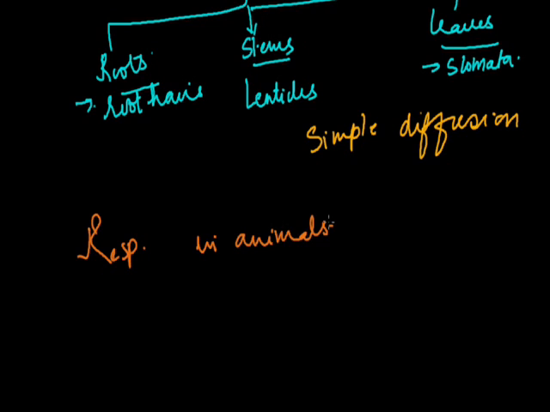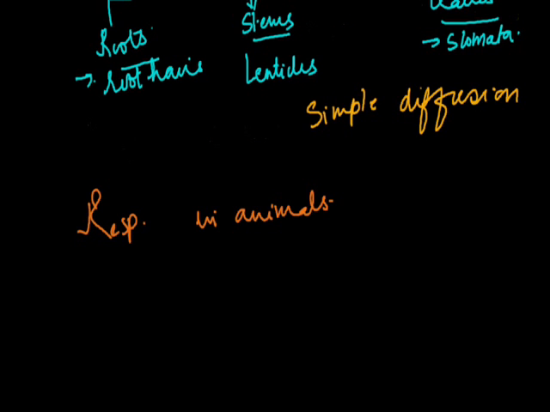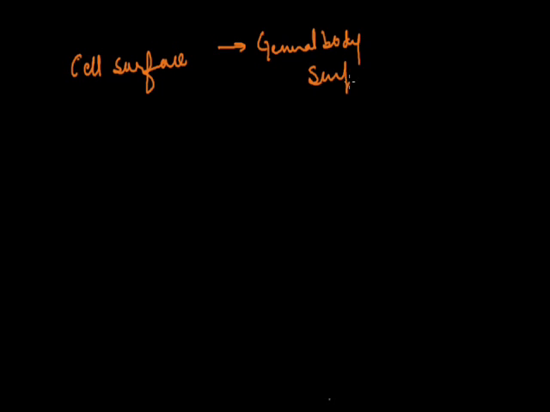Now let us turn to respiration in animals. Animals have different types of organs for respiration, due to which the mode of respiration also varies according to the organism. But the basic mechanism is the same. Now let us discuss the different types of respiration. There is cell surface respiration, which occurs with the help of the general body surface. An example is amoeba, a single-celled organism.